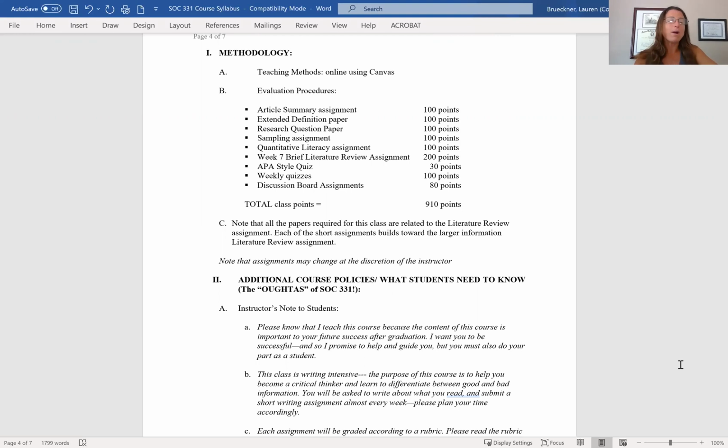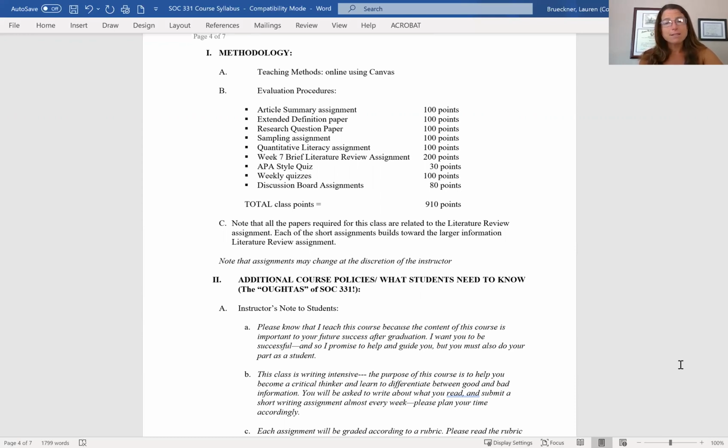So here are our evaluation procedures. These are the assignments that are due throughout this block. We've got our article summary, our extended definition review paper, our research question paper, our sampling assignment, our quantitative literary assignment, our brief literature review assignment, a short APA style quiz, weekly quizzes, as well as discussion boards. All of those assignments together total 910 points.